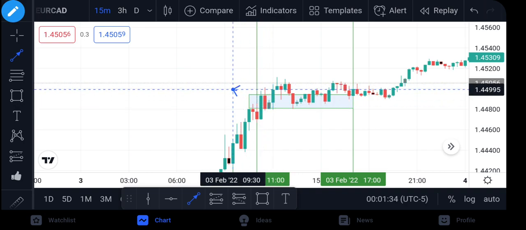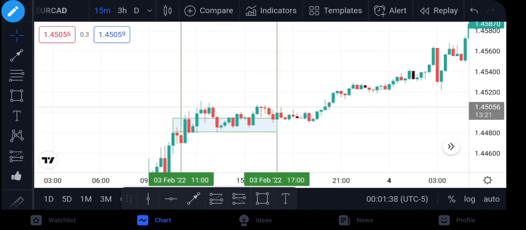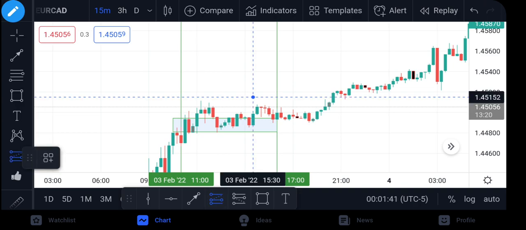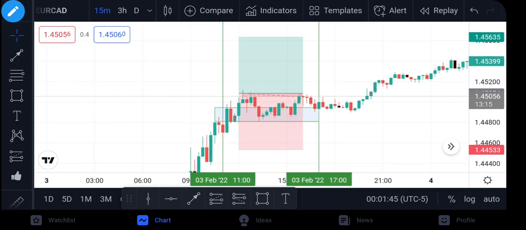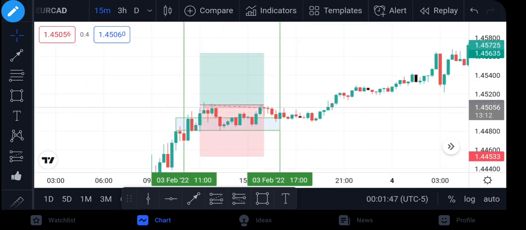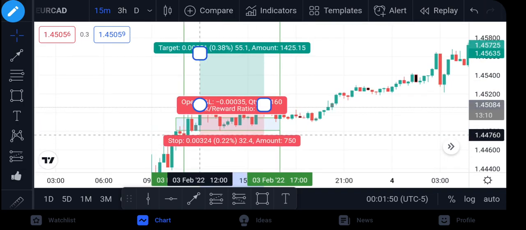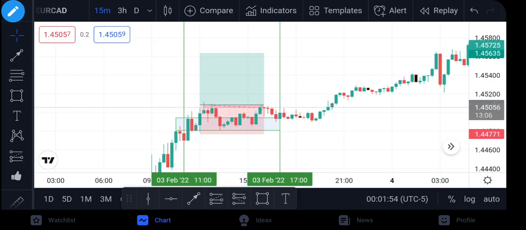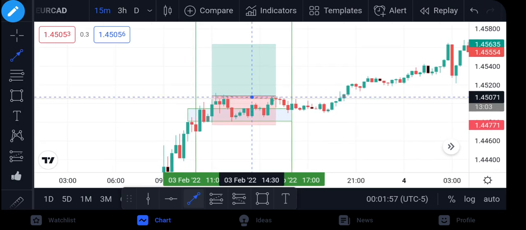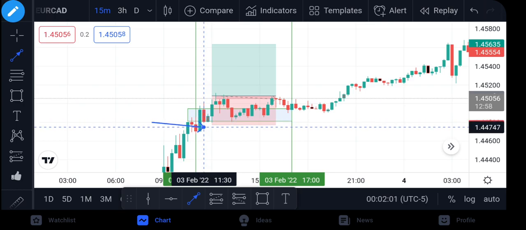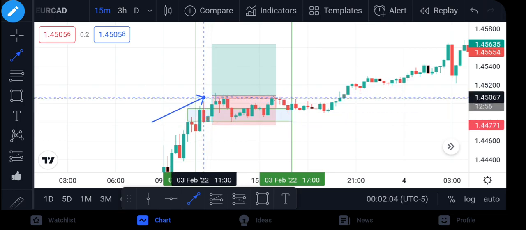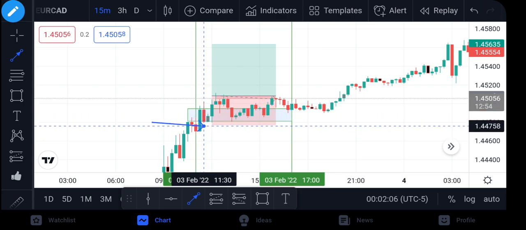I could have taken it from that area. I would take it, and remember, I use pending stop orders. I don't use market entries. I just use stop orders with a stop loss placed just below that low. Which low? Let me show you. This low over here. So a pending order here and a stop just below that low.